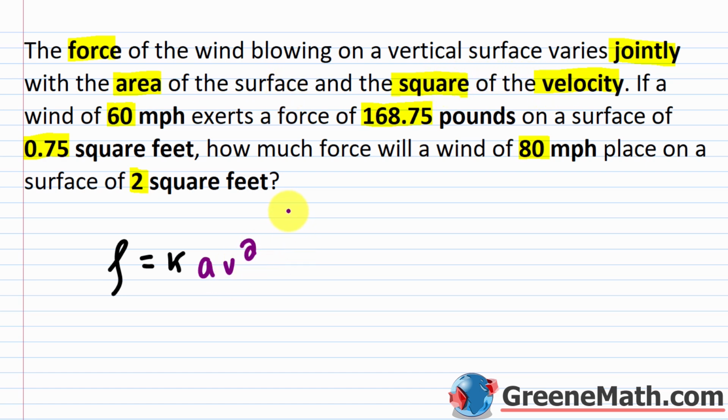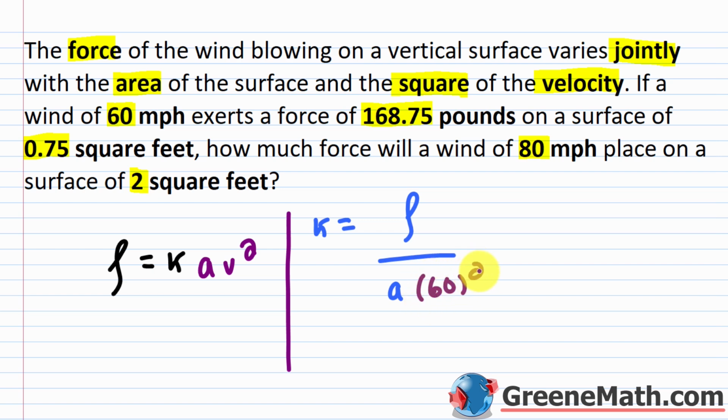So if you want to solve this now for K, you would divide both sides of the equation by AV squared. So you'd have K is equal to F over AV squared. So the initial information, if you want to plug in and get K: a wind of 60 miles per hour, that's getting plugged in for velocity. So this right here would be 60, and let's just square that. It exerts a force of 168.75 pounds, so that's going to come up here.